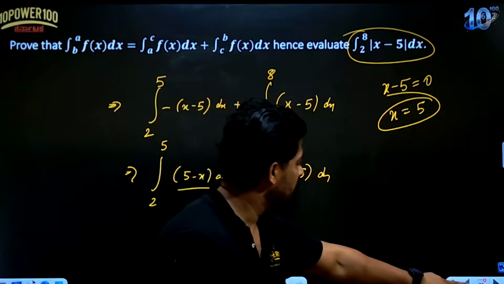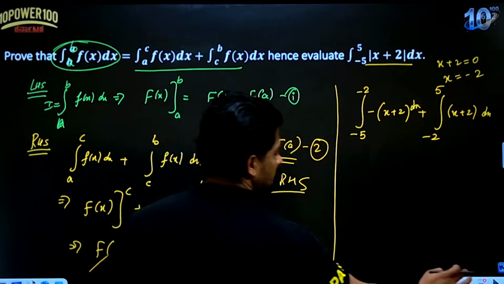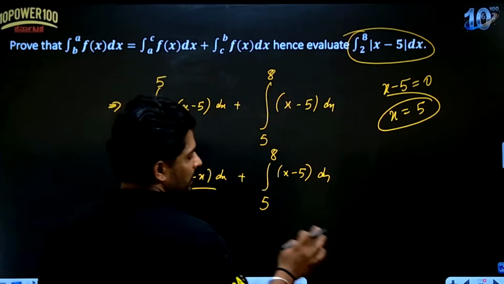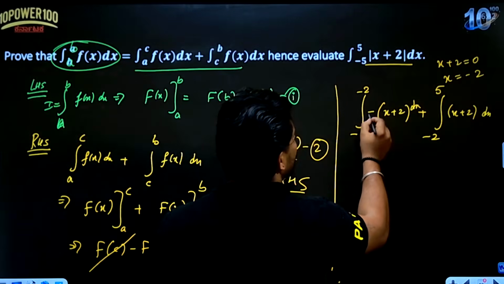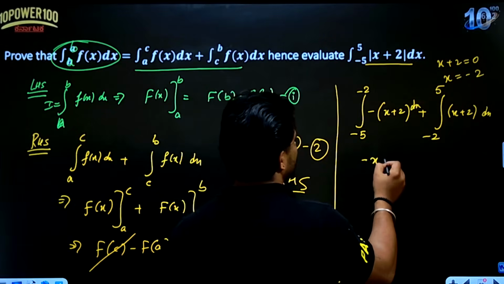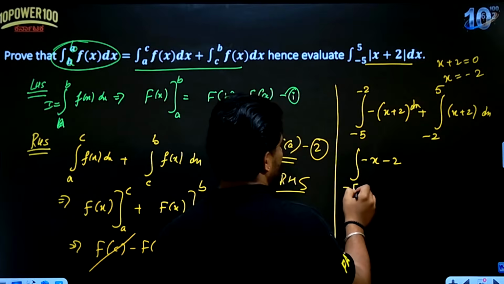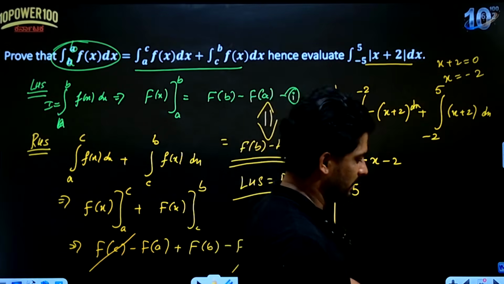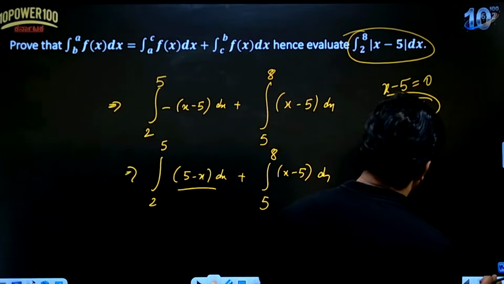Okay, in the previous question, why didn't I do it? See, here I wrote 5 minus x, right? But in that case I did not write it, because only the sign matters; both will become negative. You can write it as minus x minus 2. This is also fine, but be careful while solving this.